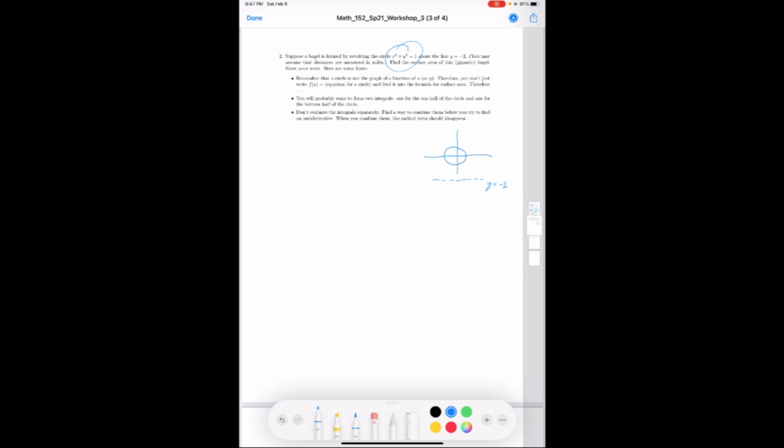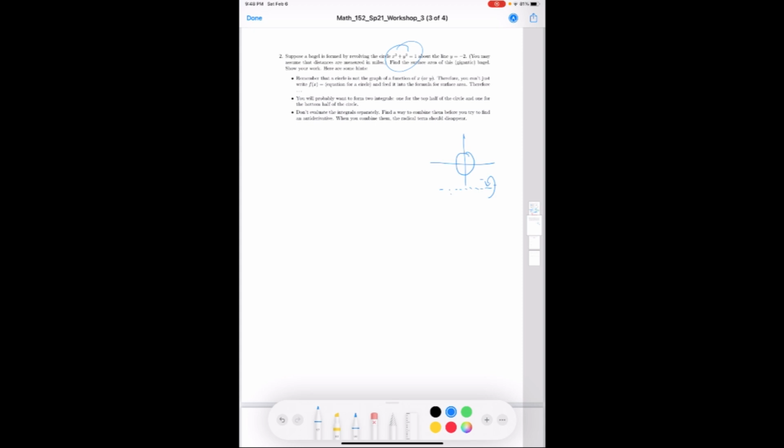Okay, so we want to revolve this around the line, and then find its surface area. It's really hard to draw this actually, but I'm not even going to try to draw it. It's impossible to draw. We all know what a bagel looks like. So basically we have, once again, this circle, this line, and we're taking that circle and revolving it around here, and it forms a bagel. It's going to be a bagel on its side.